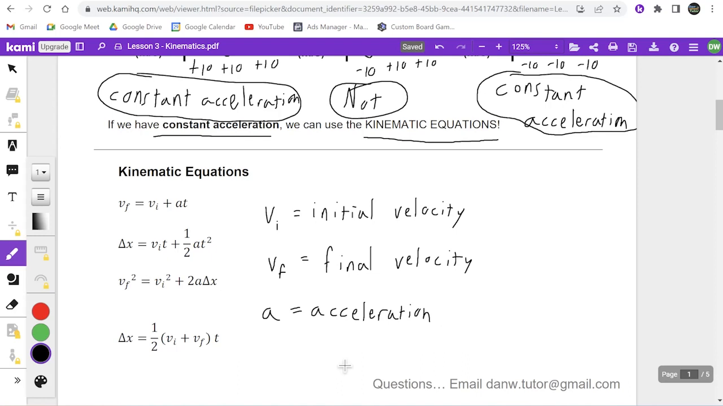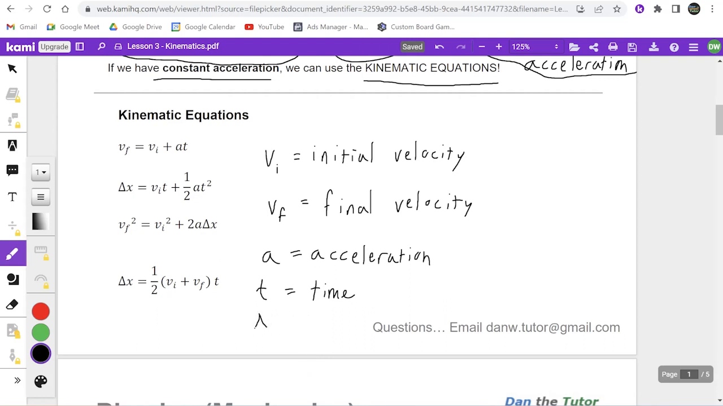Now, acceleration, there's no initial and there's no final. Why not? Because as we said, the acceleration's constant. It's a single number. Let's say it's five. It's always going to be five if it's five. Next is t, which is time. And then the last variable, it's the trickiest. It's delta x. And what delta x is, it's your displacement. How far are you moving? Which we talked about displacement in week one. Any questions on any of those?